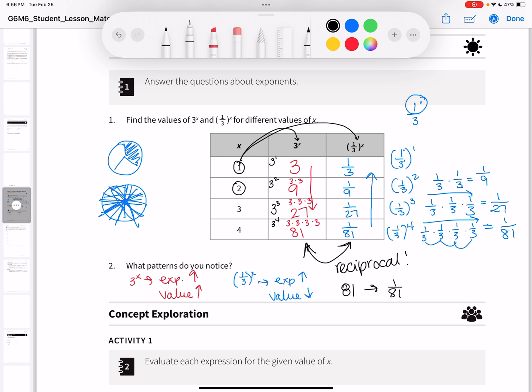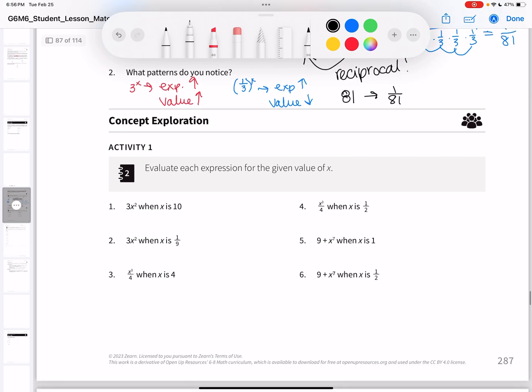Okay, let's keep going. Evaluate each expression for the given value of x. All right, so if I have 2 times x squared, whatever x is, PEMDAS says I need to do exponents first, then multiply. So this number, just so that we all remember, is called a coefficient. And then the x is called a variable.